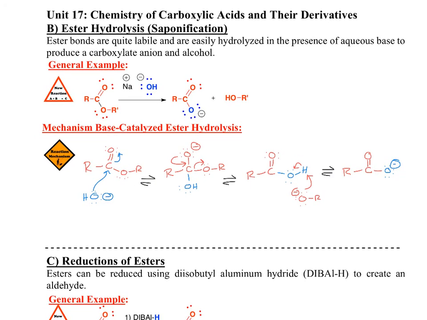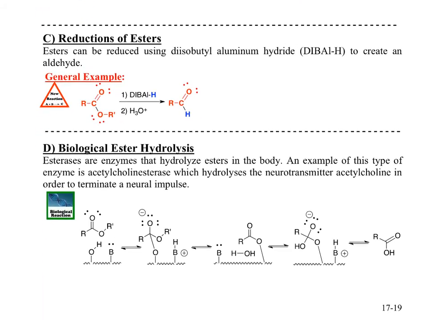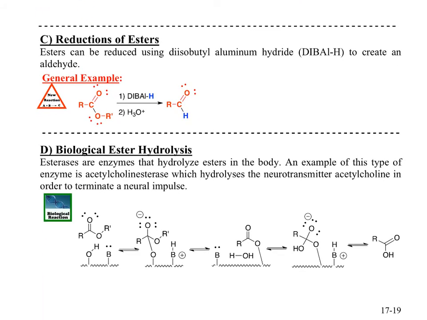We can also reduce esters using DIBAL. So if we've got an ester and we treat it with DIBAL, we can reduce the ester by adding a hydride in the place of our OR to give us aldehydes. So this is a nice reaction to convert esters to aldehydes.